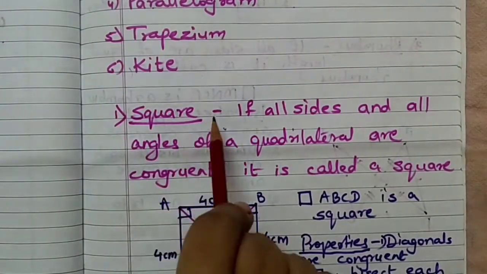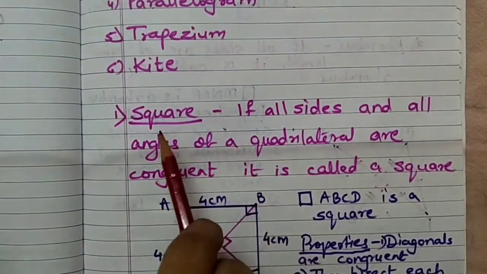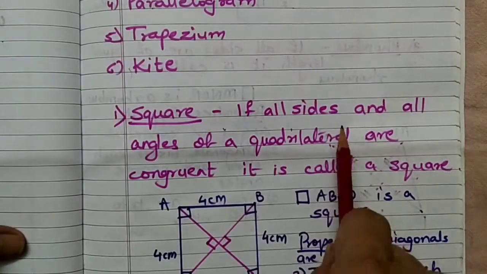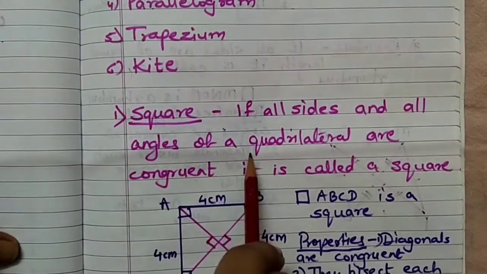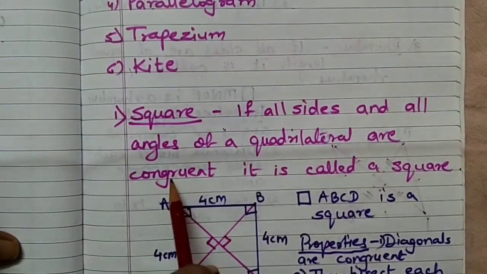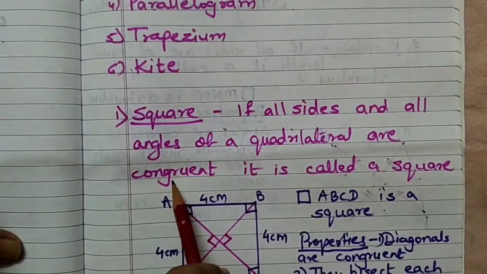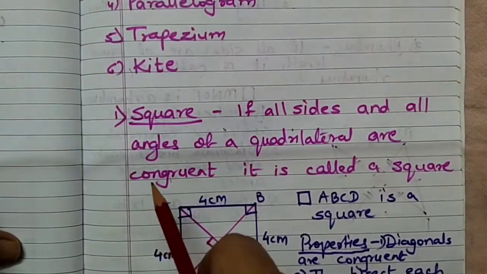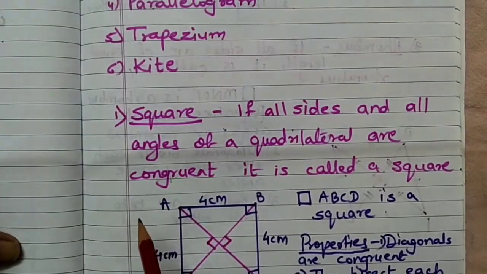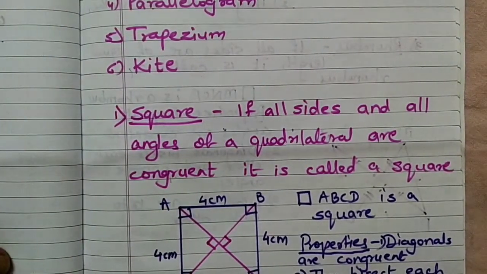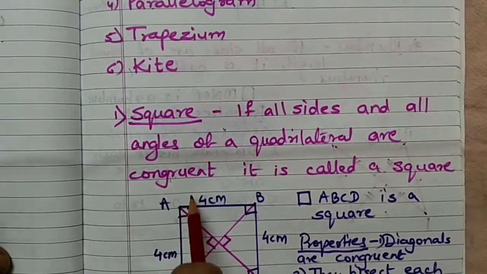So what is a square? How can we define a square? If all sides and all angles of a quadrilateral are congruent. What do you mean by congruent? They are of equal measure. If it is an angle, it is of equal degrees measure. If it is a side, it is of equal centimeters or inches measure. So congruent means it is equal.